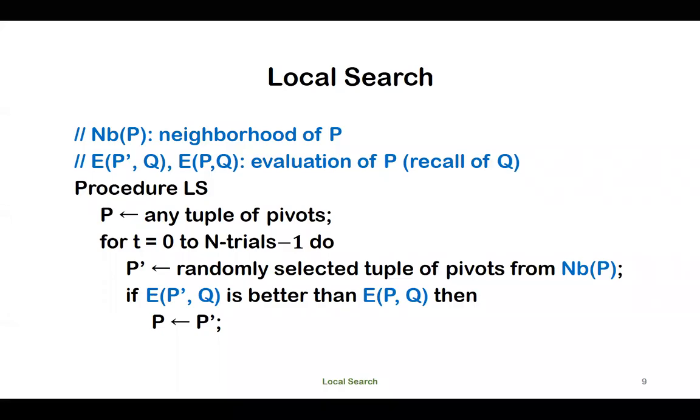This slide shows the outline of local search. NB of P is the neighborhood of P. It starts with any couple of pivots. It iterates improvement trials. In each trial, it randomly selects P prime from the neighborhood. If P prime is better than the current P, then it moves to P prime.